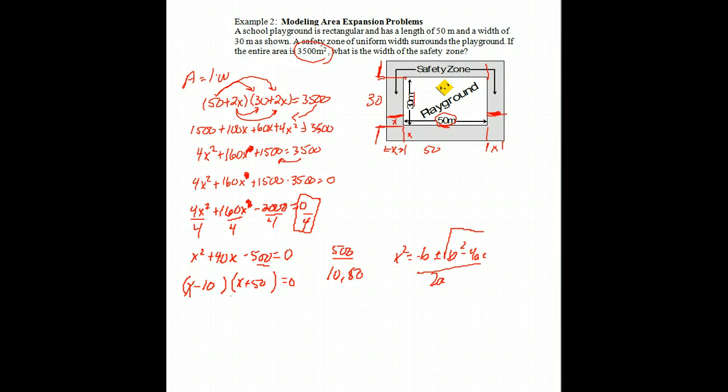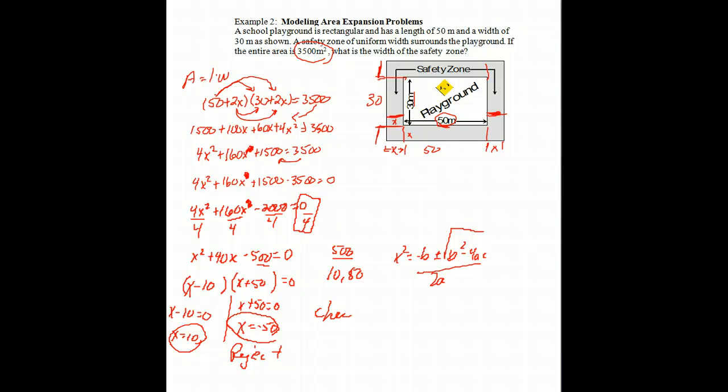So if I put a line down, well, here I know x plus 50 is going to be 0, and then x is negative 50. And since x represents a length, it can't be negative, so you have to reject that one. Now x subtract 10 equals 0. X is 10. So the width is 10 meters.